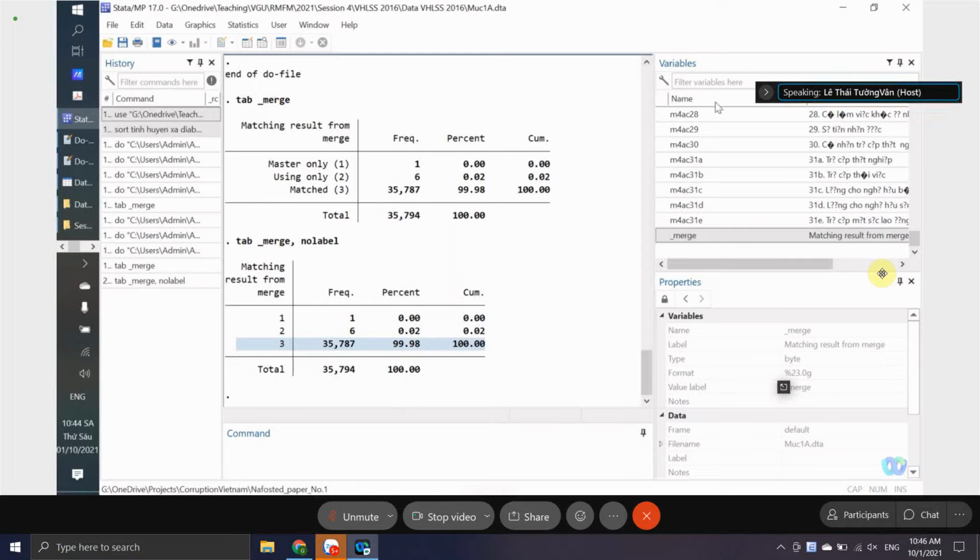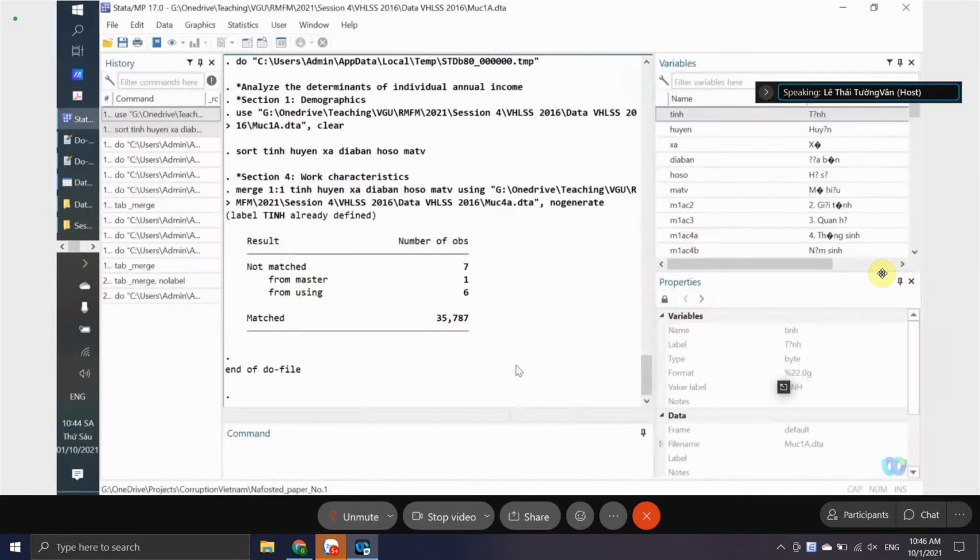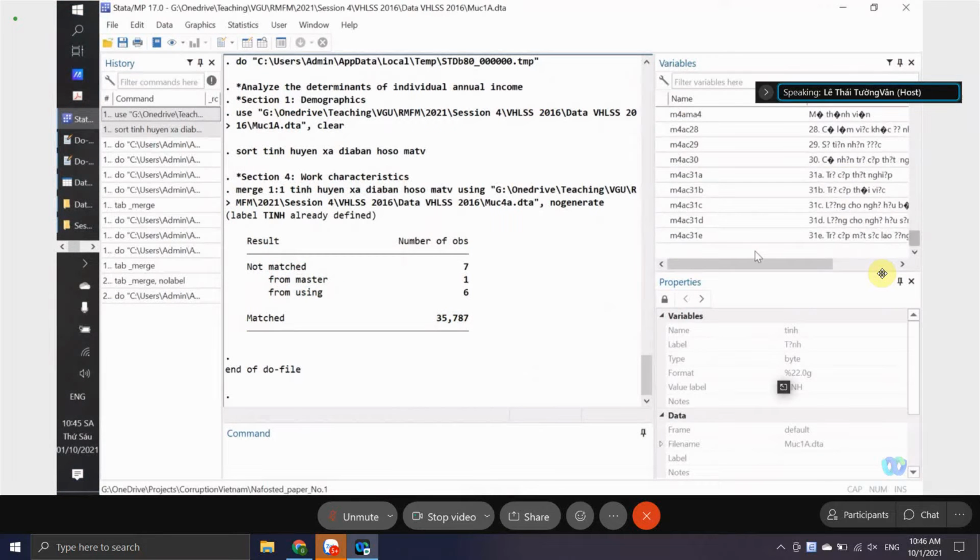So you understand it? Do you want to store this information, or you just want to ignore it? Most of the time I would ignore it. So to avoid the problem, I would simply type here no generate. If I type that command, no generate, after running the merge command, I still get the report. However, no new variable is created.